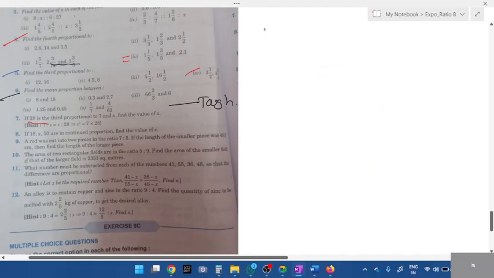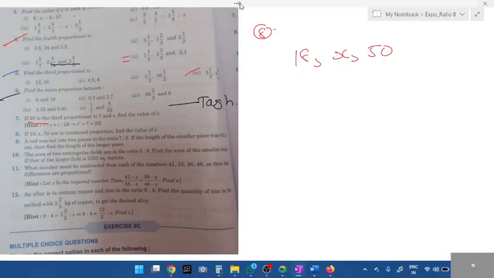Eighth question. Tell me the eighth one. If 18, x and 50 are in continued proportion, we need to find the value of x. Total how many terms are there? Total? Respond. Total 3 terms. If there are only 3 terms, which term will get split into 2 parts?